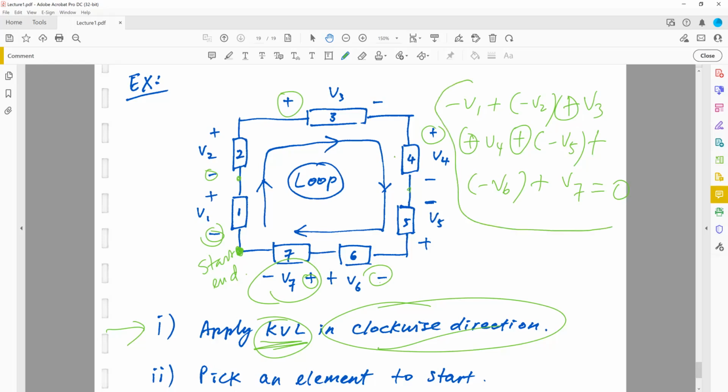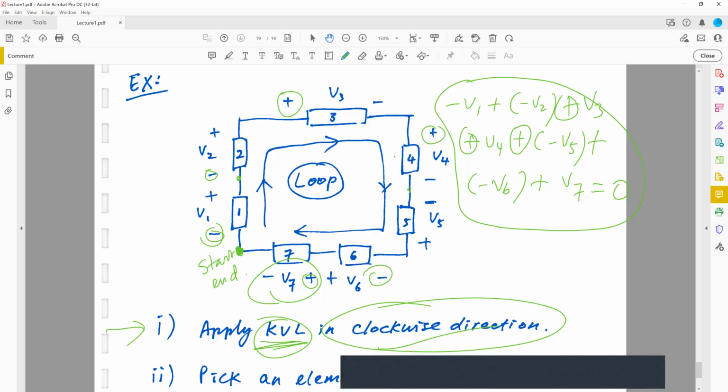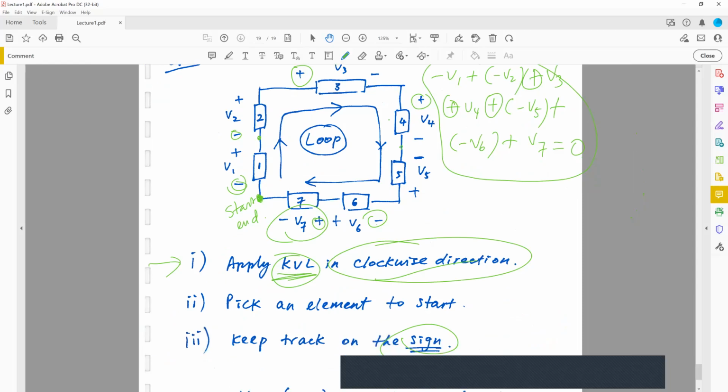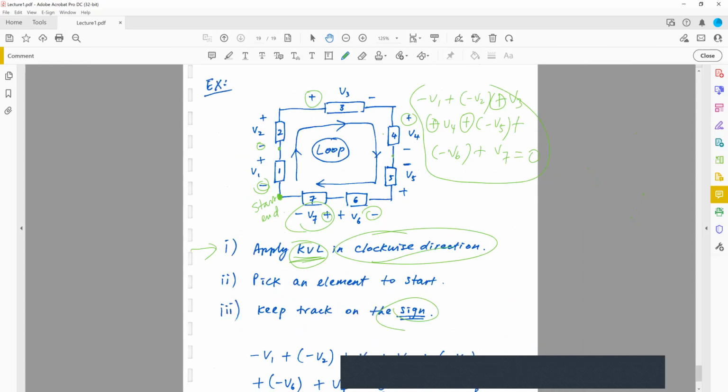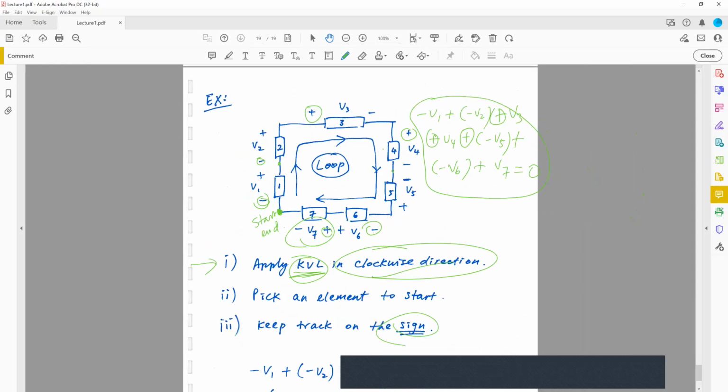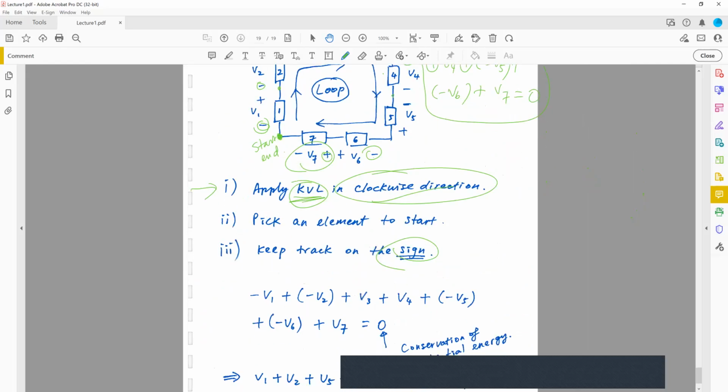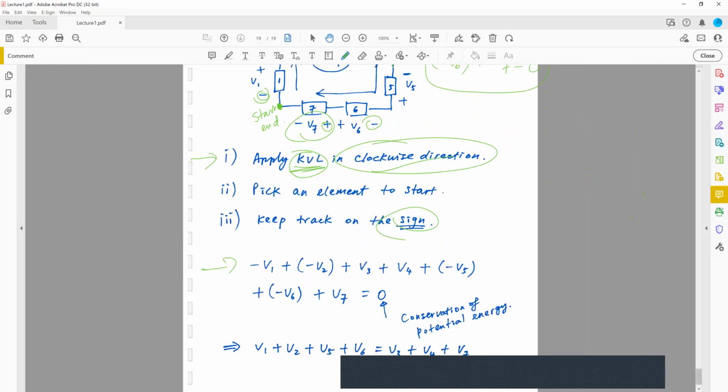Right? So this is the equation for you to apply for your KVL. Now, what you can also do, again, if you have this negative sign that you don't want, is move it to the other side, right? So this is what we just did, right?